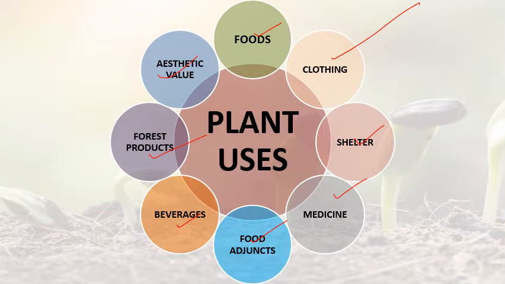Next, plants also play a very important role in human survival. As we know, plants utilize carbon dioxide and release oxygen as a byproduct of photosynthesis. This is necessary for the maintenance of life on Earth. So these are the various uses of plants in human life.